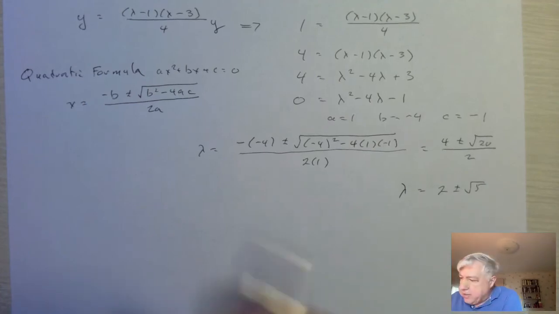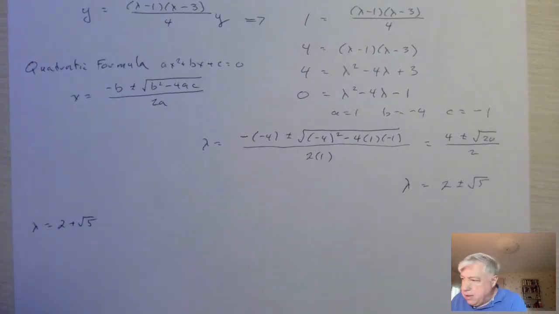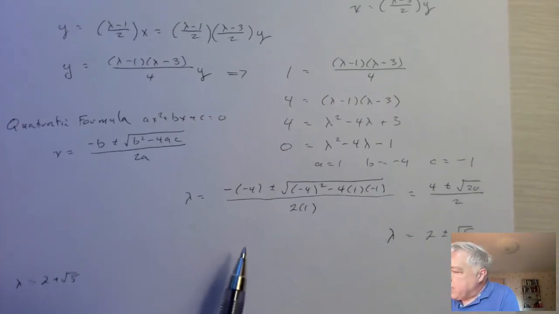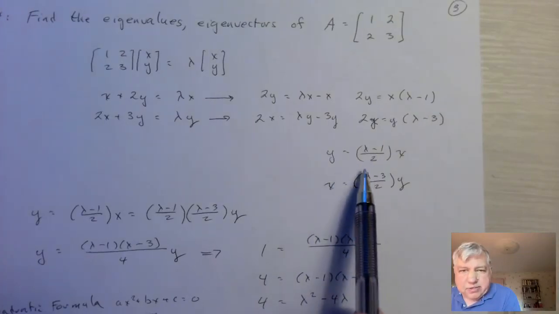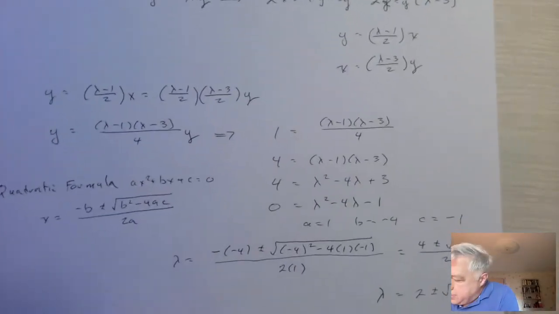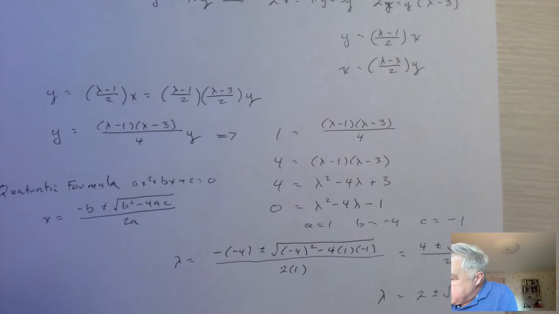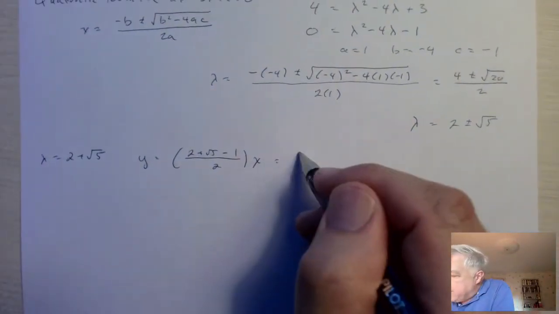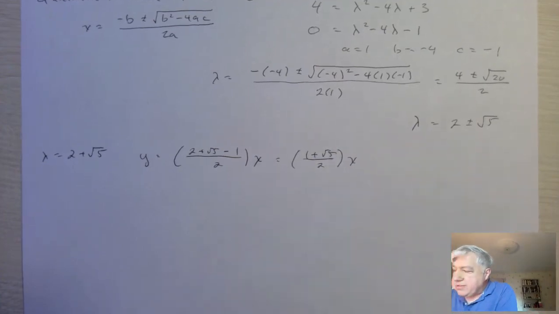First, if we let lambda equal 2 plus the square root of 5, we can see that, let's write y. We can see here that y is going to be lambda minus 1 over 2 times x. So y is going to be 2 plus square root 5 minus 1 over 2 times x, and this is going to be 1 plus the square root of 5 over 2 times x.